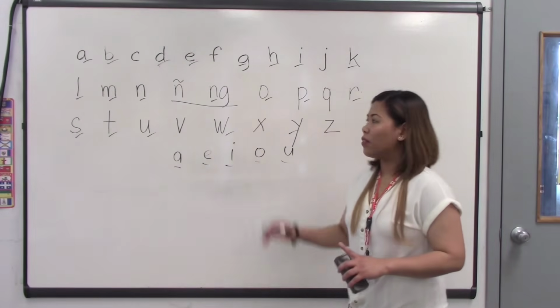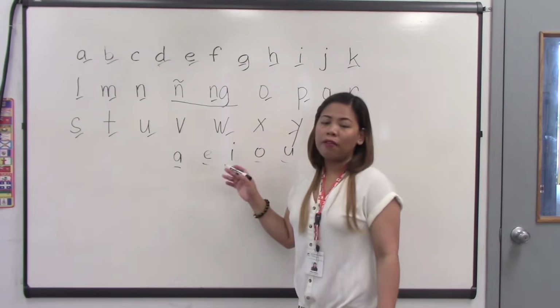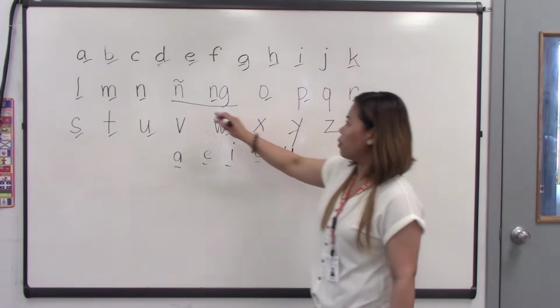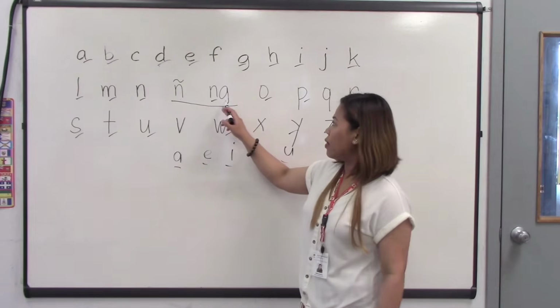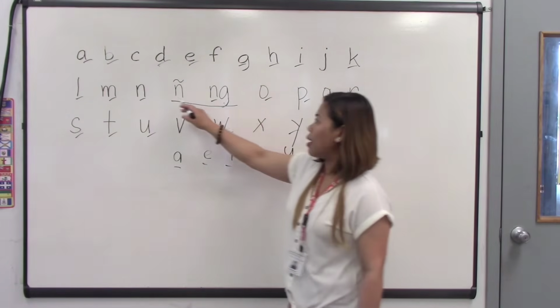Now let's take a look at these 2 characters here, which made our Filipino alphabet 28. Because in the English alphabet there were only 26, right? So there were 2 additional characters here. One is from the Spanish language, and this is one of our original Filipino characters. So let's take Enye first.